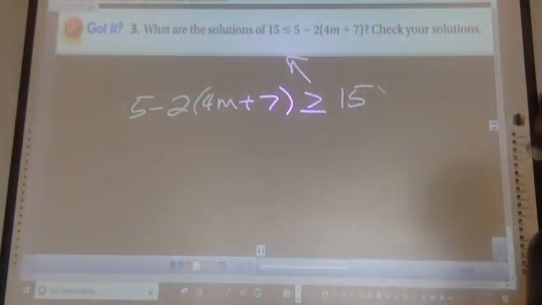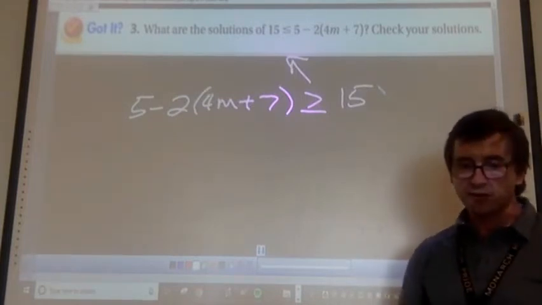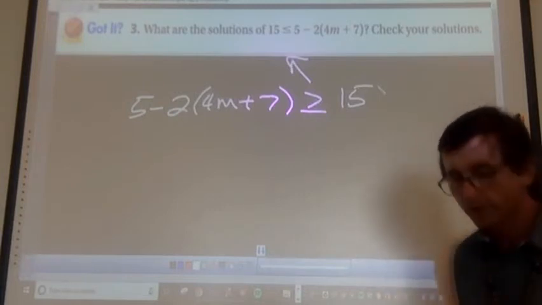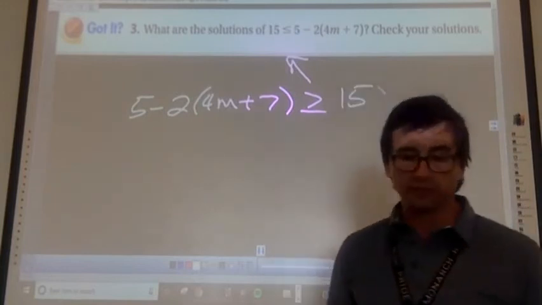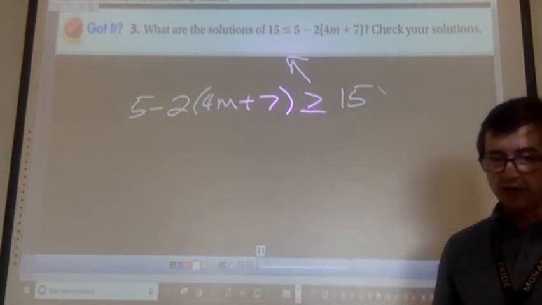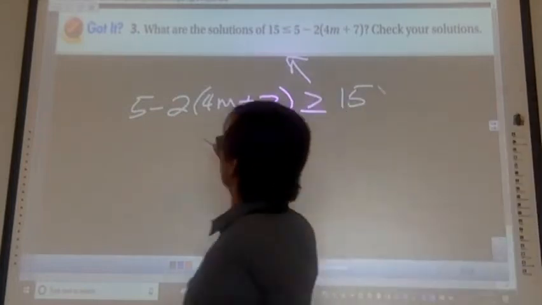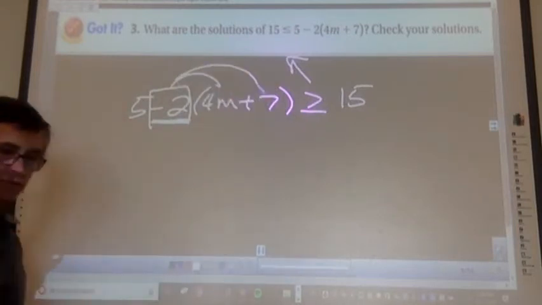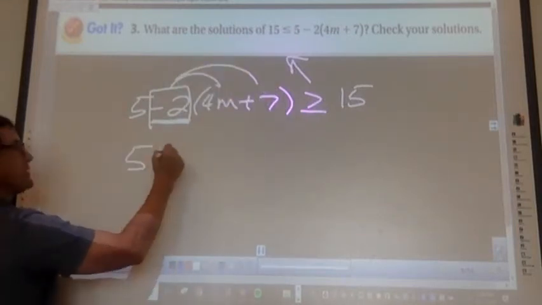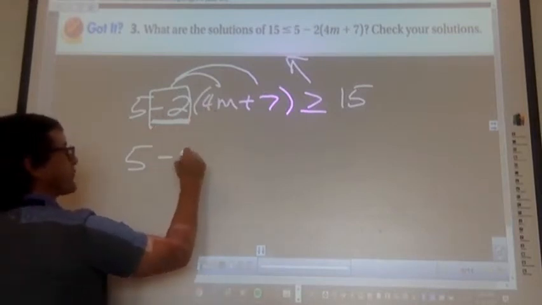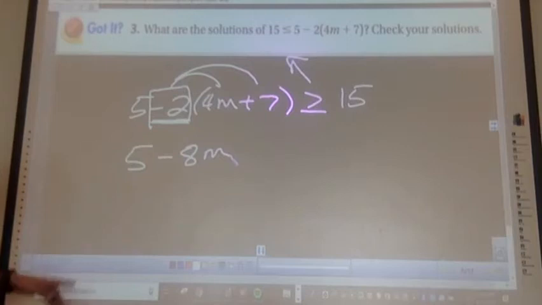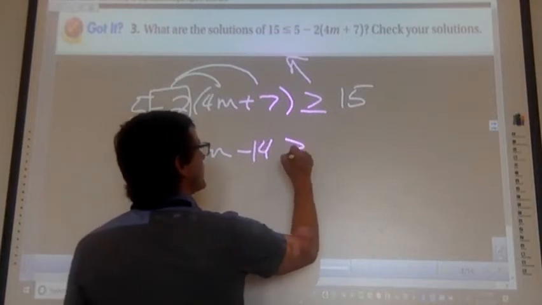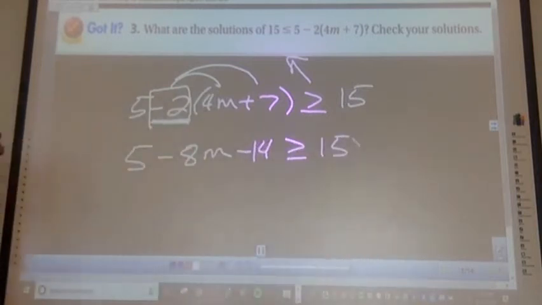What do I distribute here? Anyone? What do I distribute? 5 minus 2, which is 3? Nope, that you cannot do. You just did 2 or -2. -2, good. So you got to take this whole thing right here, that -2, and distribute it into the parenthesis, right? So this 5 stays out in front. -2 times 4 is -8m. -2 times 7 is -14, greater than or equal to 15.